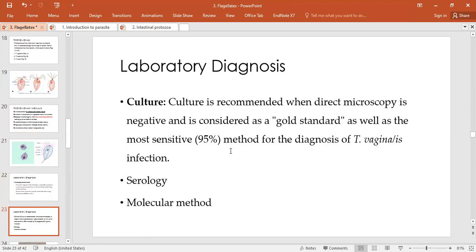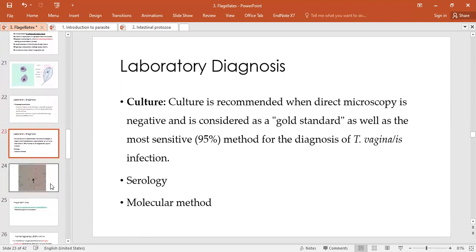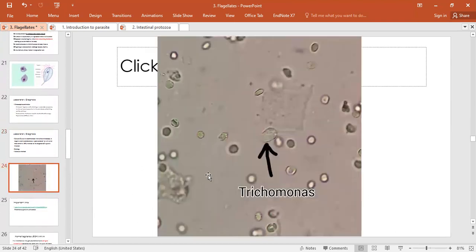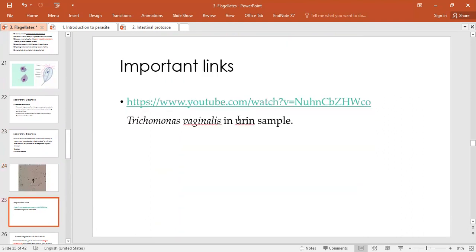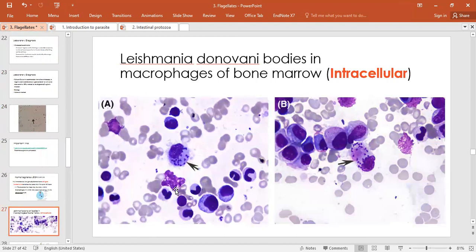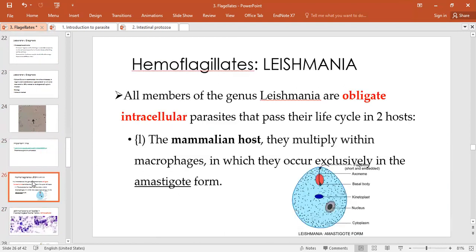The culture is considered the gold standard for the diagnosis of Trichomonas vaginalis. The accuracy of it is 95%. It is 95% sensitive. There is serology testing for it and also molecular methods. We said it includes PCR. Here is an image of that Trichomonas vaginalis. Another image. Here's a link where we can view the motility of it.